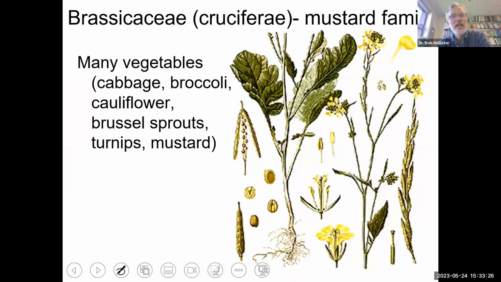Okay. The plant that we eat from this family is your broccoli, right? And all the broccoli derivatives, if you will. So remember cabbage and cauliflower and Brussels sprouts and kale. They're all the same species. You're just bred for different parts of them.